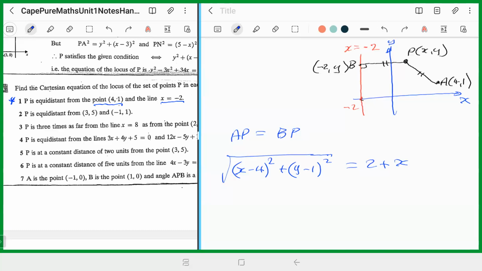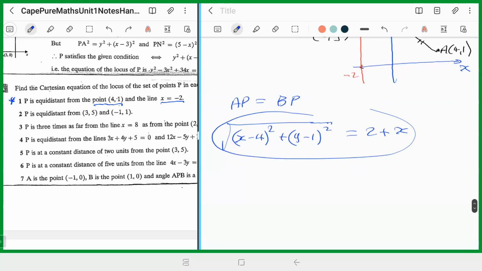So far, so good, guys? Yes, sir. Then we're going to square both. We're going to solve this now. We'll square both sides. I'm going to square both sides and let's expand this under here. Let me square both sides first.